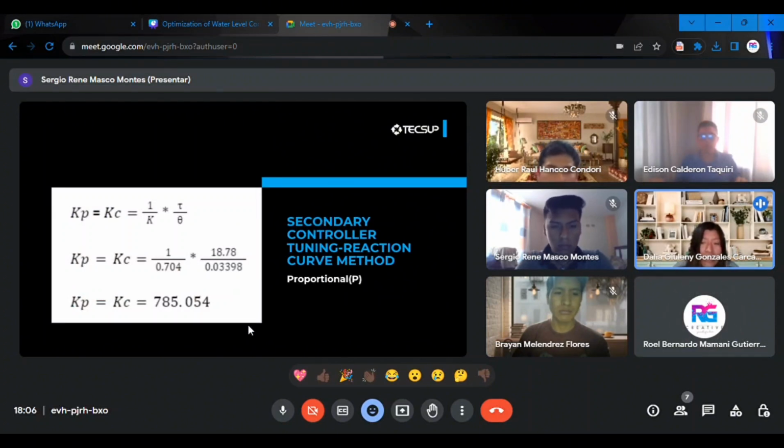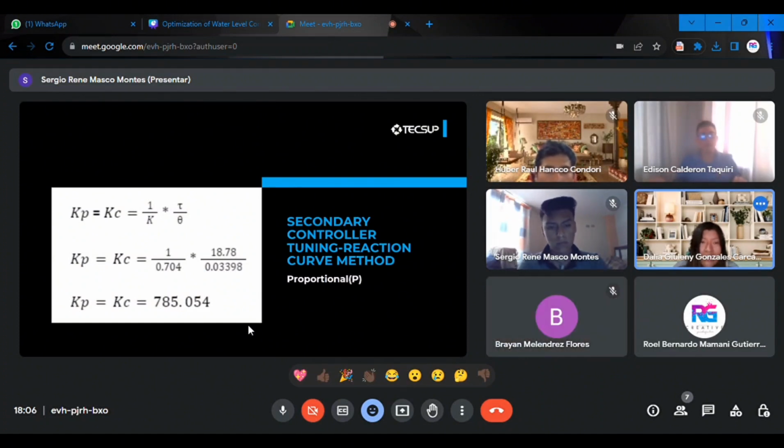We will calculate for proportional control, since this way our system will be faster. Kp is equal to Kc. Kc is equal to 1 over 0.1704 times 18.78 over 0.03398. Kc is equal to 785.054. Next.